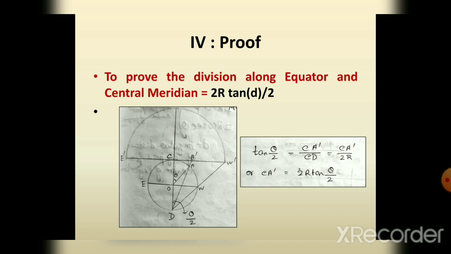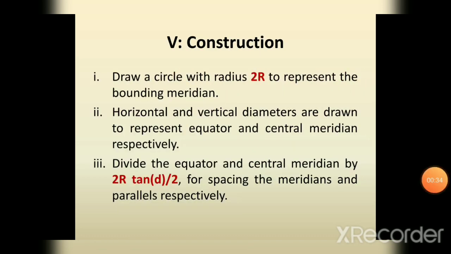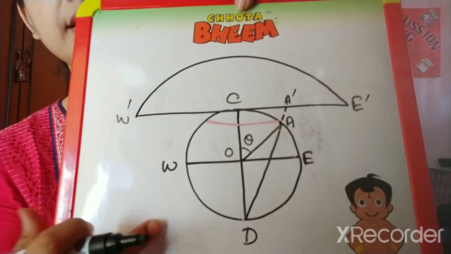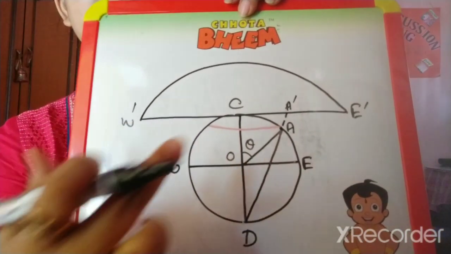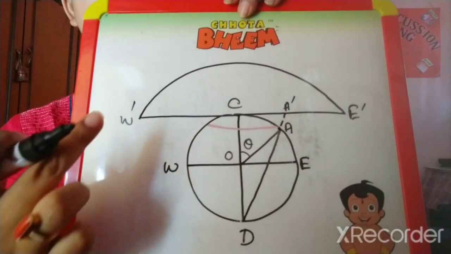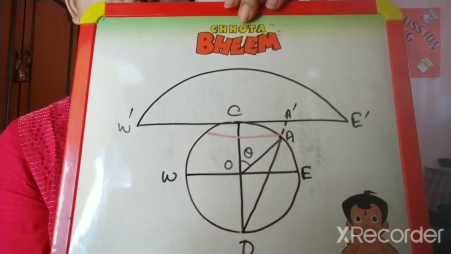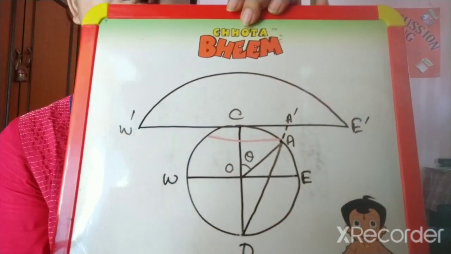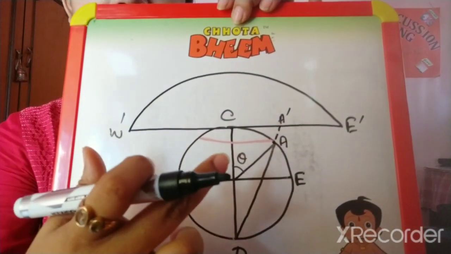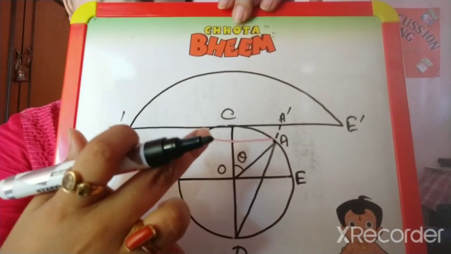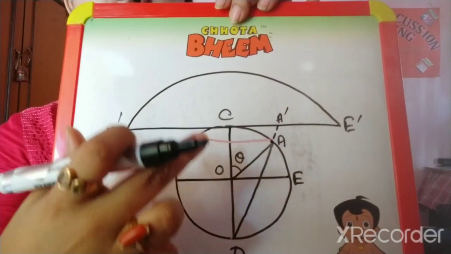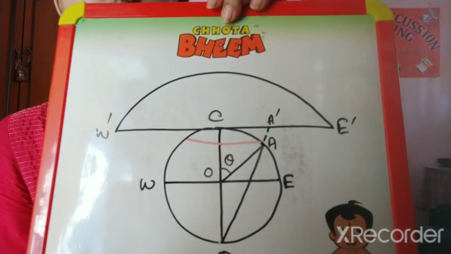Just look at the diagram and let us look at the board also. Here, this is the generating globe CEDW, and W', E' is the projection plane which is tangent to the globe at point C. That means the plane of projection is tangent to the generating globe at point C, which means C is the center on the plane of projection.